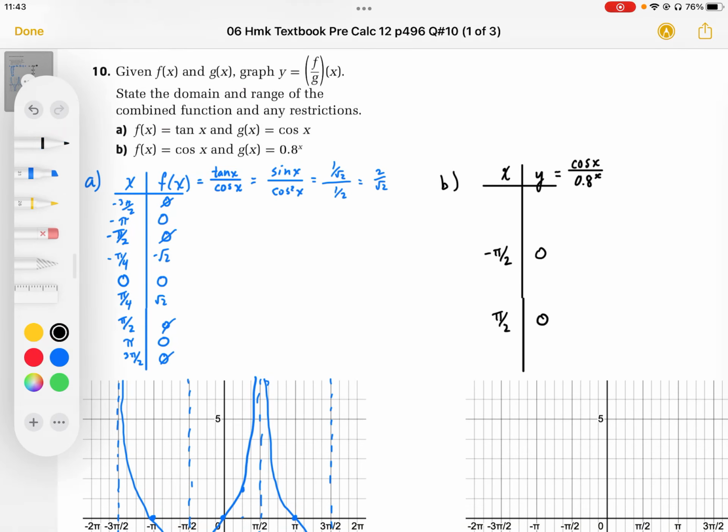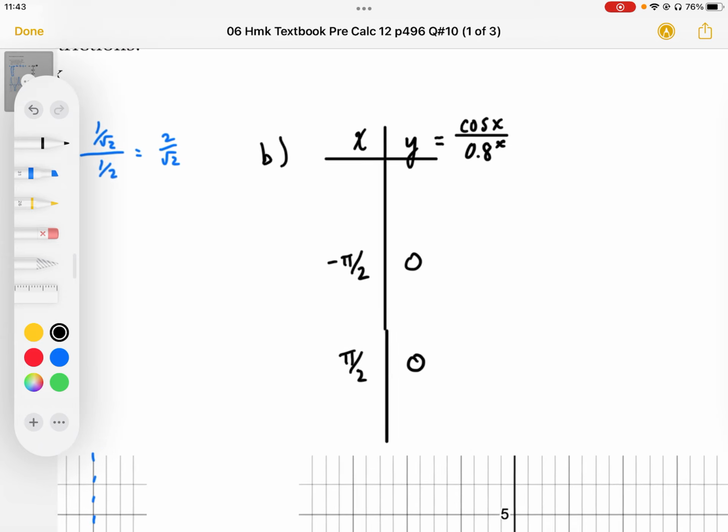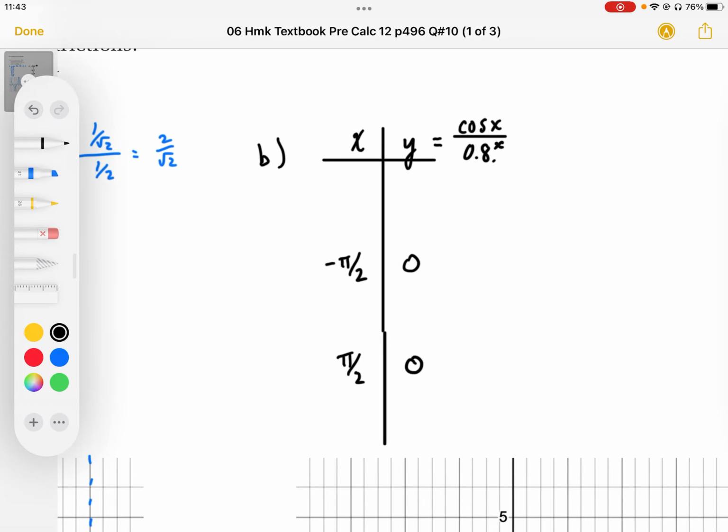10b. So we have f of x is cos x and g of x is 0.8 to the power x. And so our combined function when we divide them is going to be cos x over 0.8 to the power x.